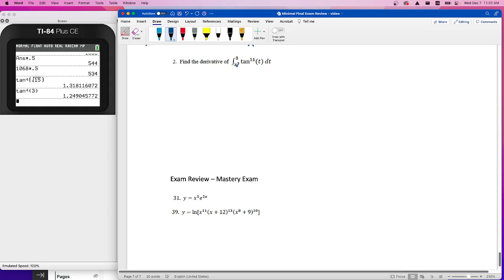What we need to evaluate this is we need to do it so that the variable is on top. So we can do that simply by changing the boundaries going from 3 to x to the third, and we put a negative because this will be the opposite, because basically we're going opposite direction. Okay. Tangent to the 11 t dt.